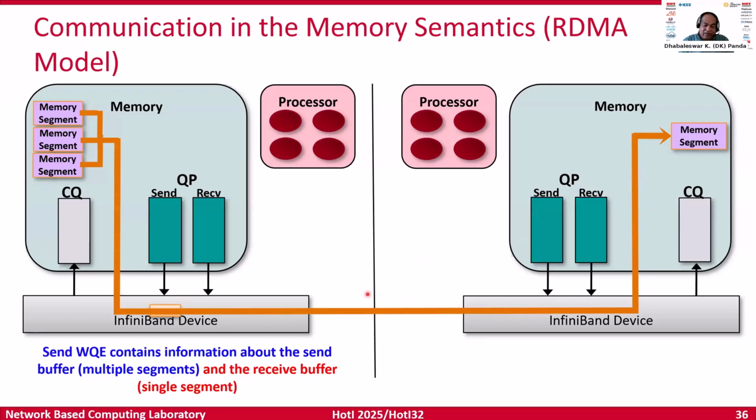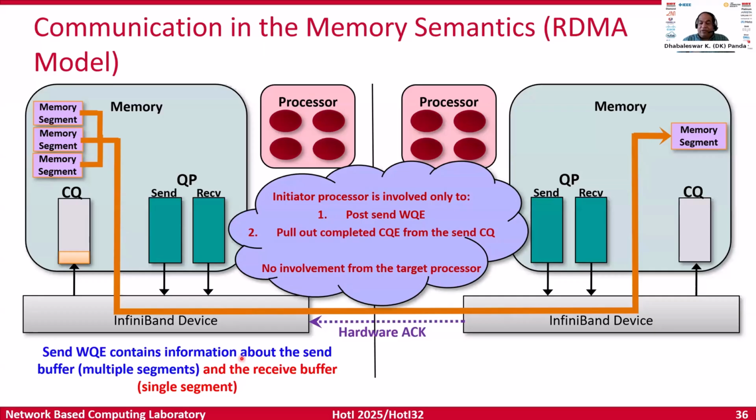Now you see the data will come and directly get written to the memory, because the packet has information not only on the sender memory, it also has the information on the receiver memory. And then you get a hardware ACK and you know that it was delivered. So this actually shows the real overlap. Even the receiver doesn't have to do anything. It has very little to do: post send queue, pull out the completion queue, no involvement from the target processors. So that is the beauty of this one-sided or RDMA semantics.